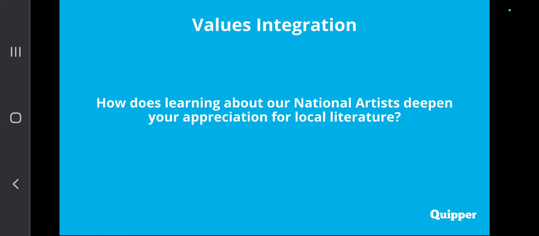Right? Now, here is a very important question that we need to understand with this lesson. How does learning about our national artists deepen our appreciation for local literature? Given that the world is so vast and it is now becoming smaller and smaller because of technology, how does learning about national artists deepen our appreciation for local literature? Is it only here in the Philippines?